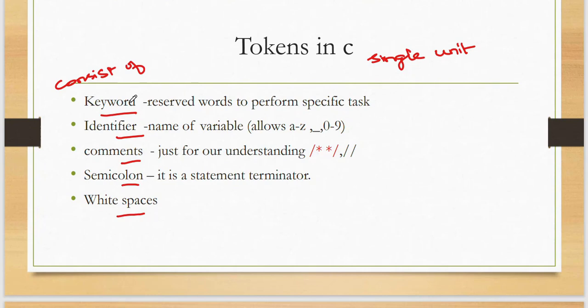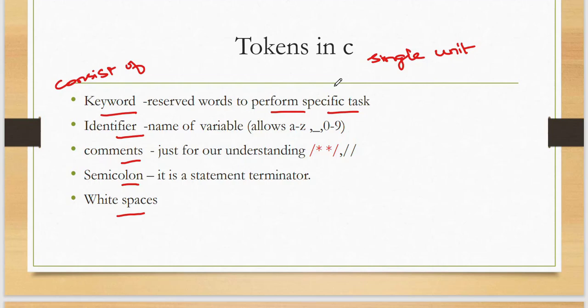So what is a keyword? A keyword is a reserved word to perform a particular task. To perform a specific task, some words are reserved in the computer. So that is called a keyword. Keywords are reserved words to perform a particular task. So this comes under tokens.